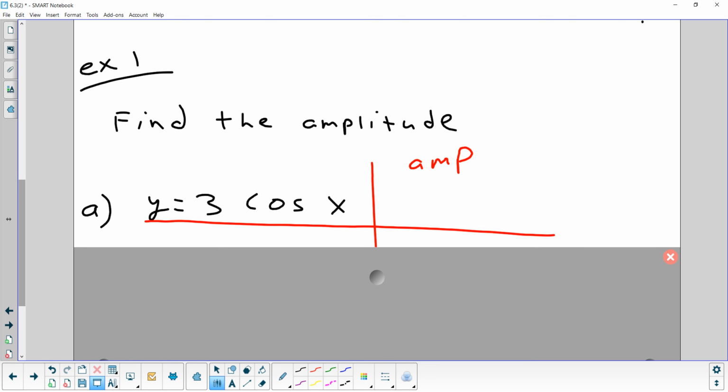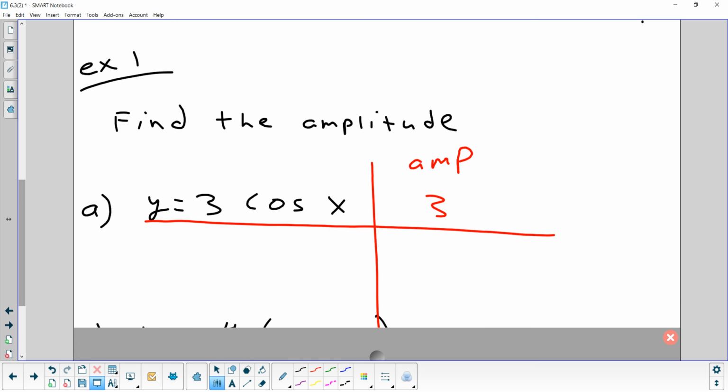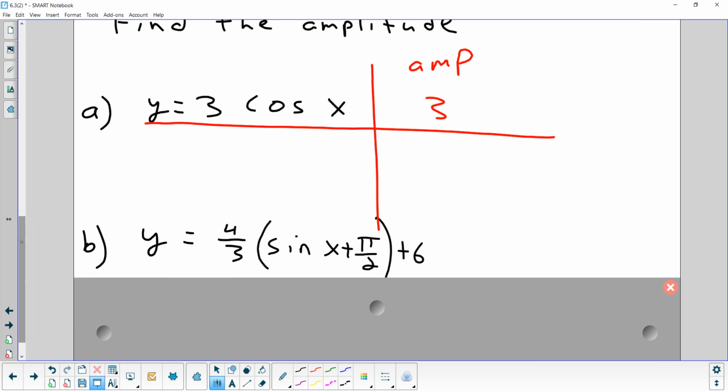All right, so what's the amplitude of 3 cosine x? Nick? 3. Okay, so that's a question that you'll see on the test. So the amplitude there is 3.